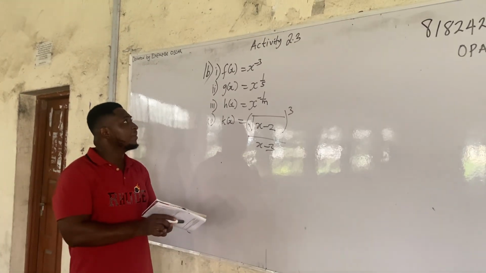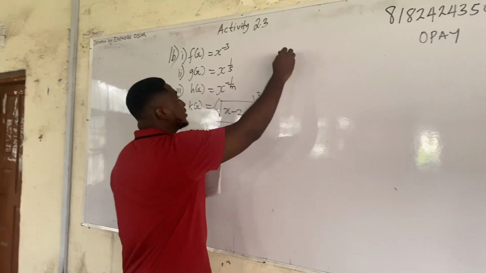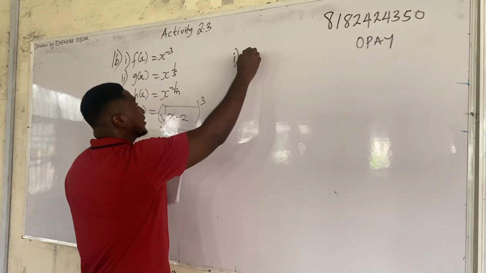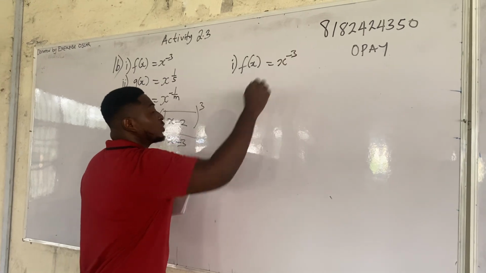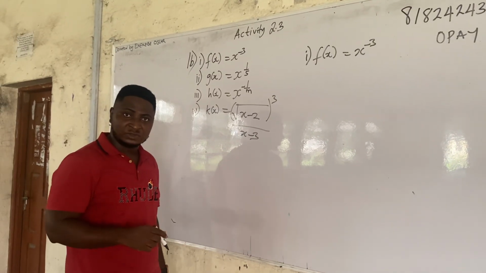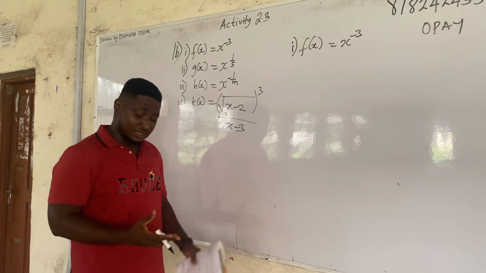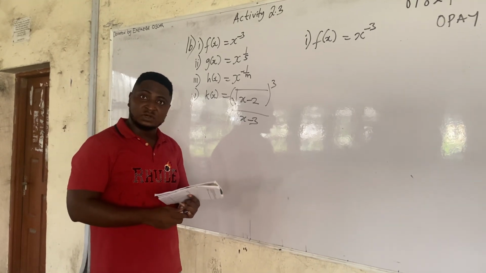So I'll take the first one, I. It says f of x equals x raised to power minus 3. Now do not forget the condition for a function to be even. So we are going to check in each case if the function is even, odd, or neither even nor odd.